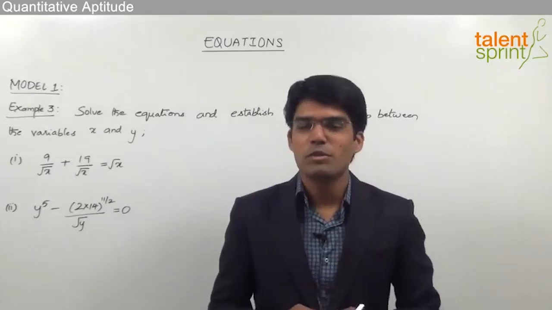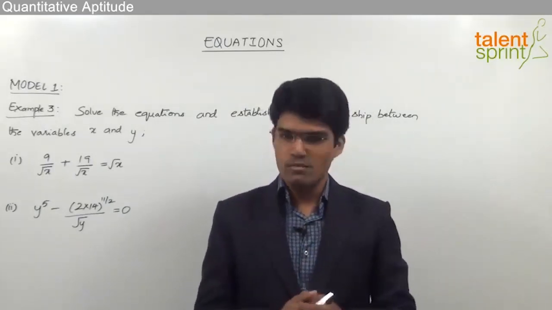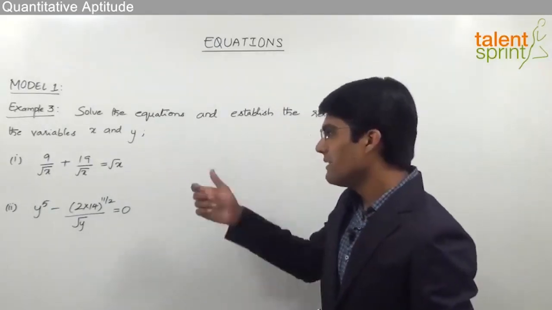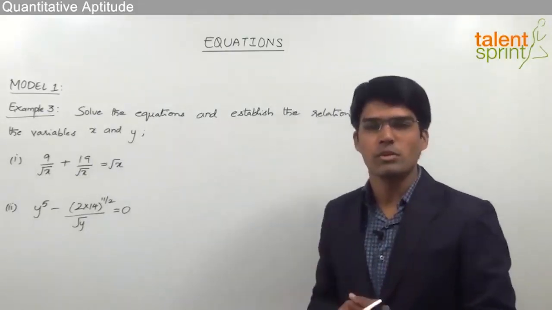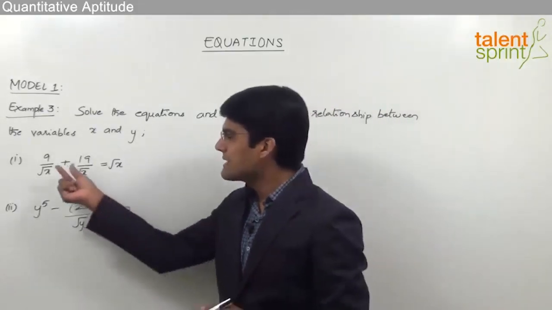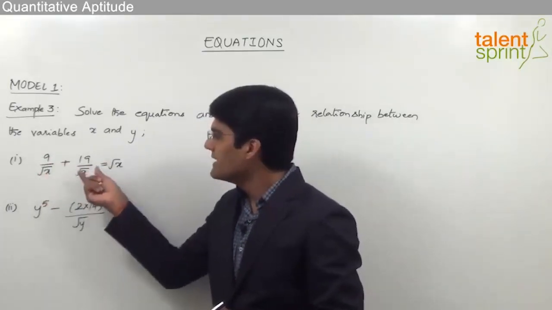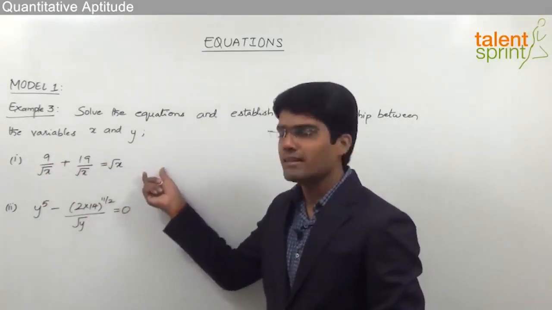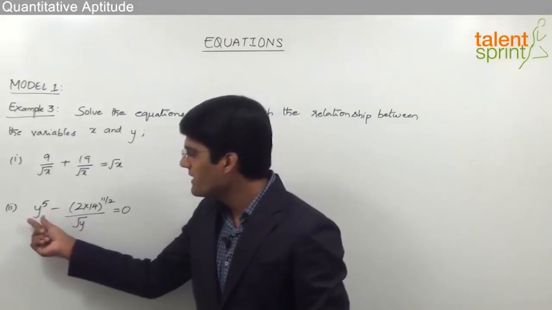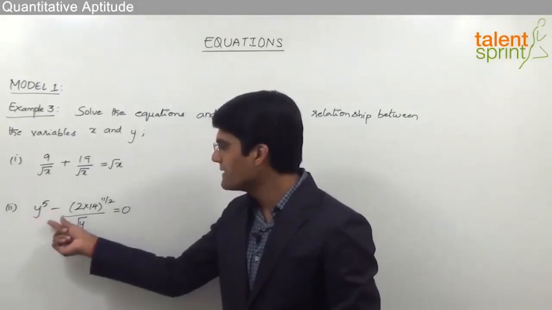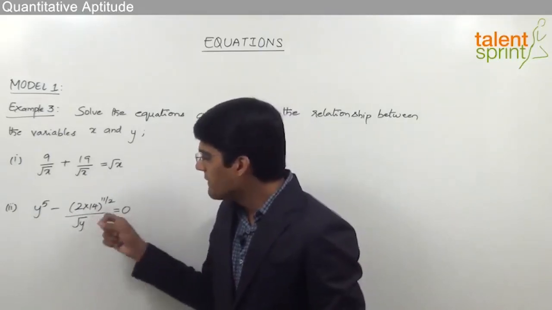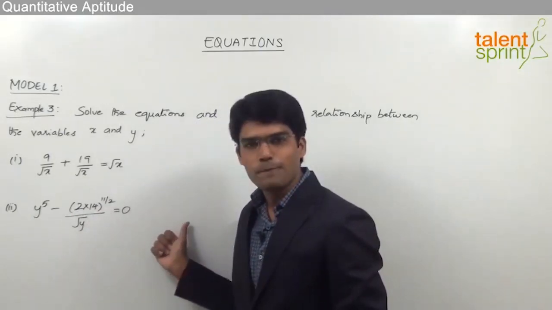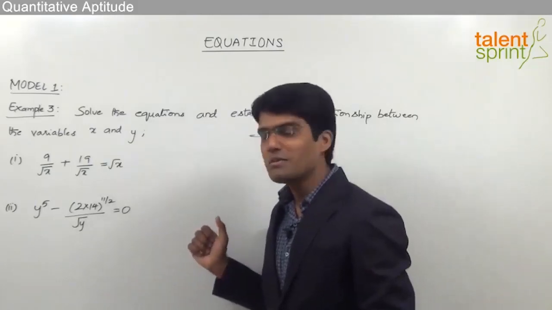Let us now discuss one more example, that is example 3 from model 1. Again, there are two equations which we need to solve and establish the relationship between the two unknowns. The first equation here is 9 by root x plus 19 by root x is equal to root x. And the second equation in terms of y here is y power 5 minus 2 into 14 raised to the power of 11 by 2 divided by root y is equal to 0. So let us now see how to solve these two equations.